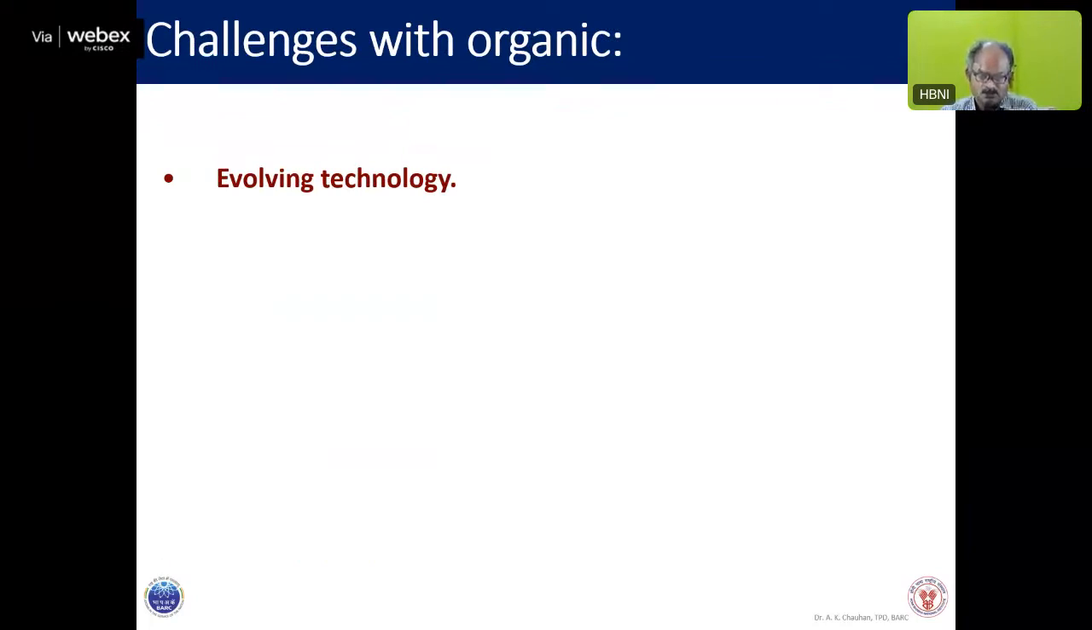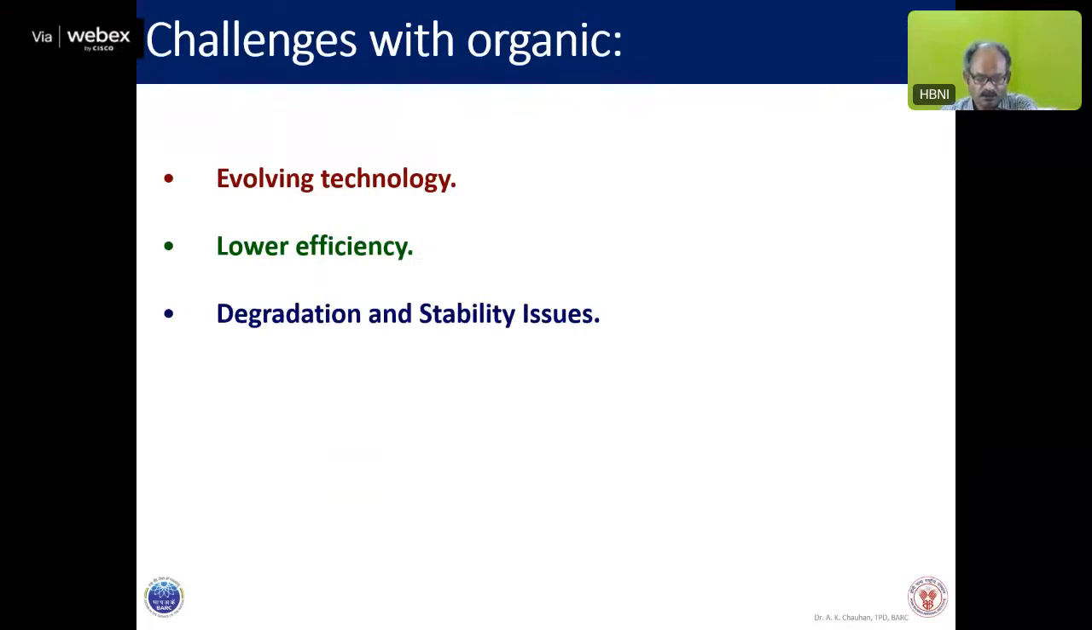There are some challenges also with organic. First is, it is an evolving technology. Not many devices are commercialized, very few. They are also not very stable. So the technology is still evolving. People are still working in laboratories or at industries for doing research. The efficiencies are lower as compared to inorganic, in fact, quite low. And the main issues are degradation and stability. They are not very stable.